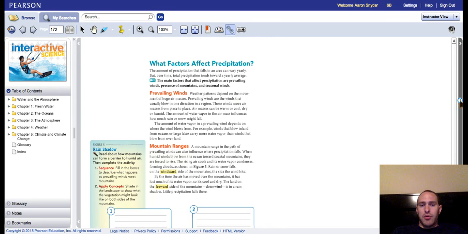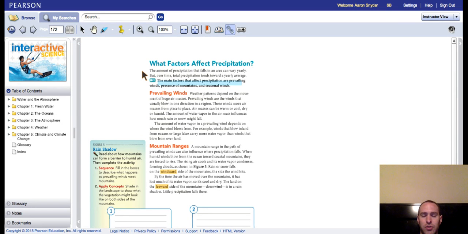And today, what we want to talk about is what factors affect precipitation. So looking here, I already highlighted it for you. The main factors, let's underline this in our books on page 172. The main factors that affect precipitation are prevailing winds, presence of mountains, and seasonal winds.